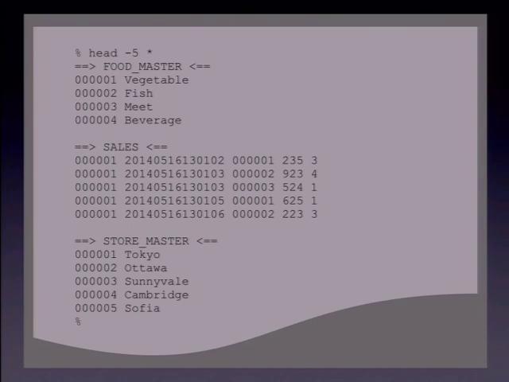I will explain how to code a shell script step by step. First, there are three data files: food master, store master, and sales data, the transaction file. Store master is the sales shop master, and food master is the kind of food ID and its name. Sales include store ID, the date and time when it's sold, kind of food ID, price, and the number of sold items.